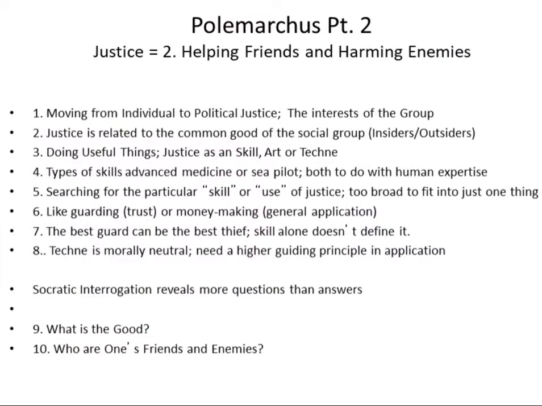Polemarchus accepts this argument and speaks about how justice is helping friends and harming enemies, a more abstract principle, where he moves from the individual to political justice, the interests of the group. In this sense, justice is related to the common good of the social group, insiders versus outsiders. And he also argues that justice is doing useful things. Justice is a skill, art, or techne.